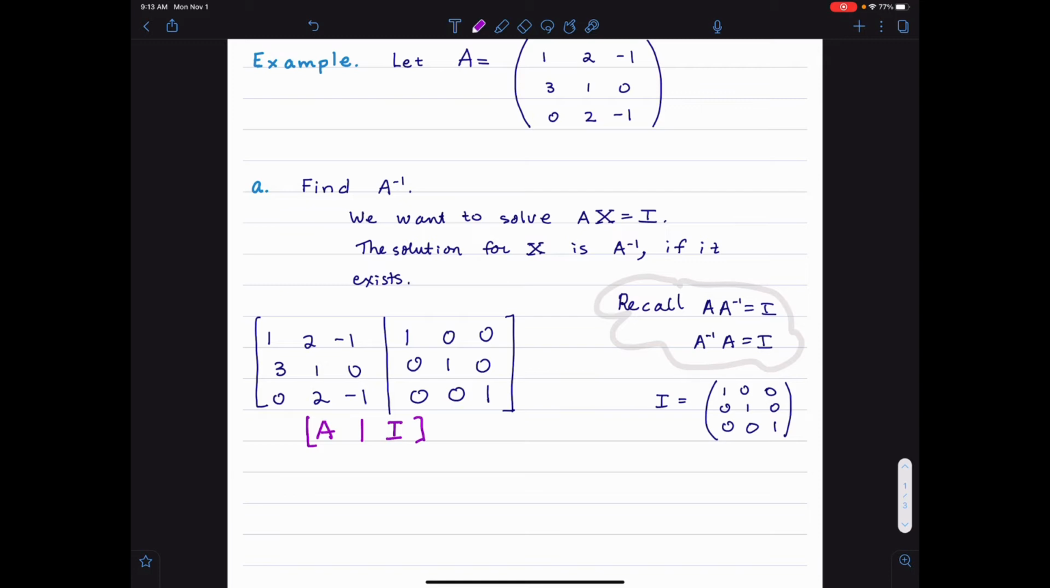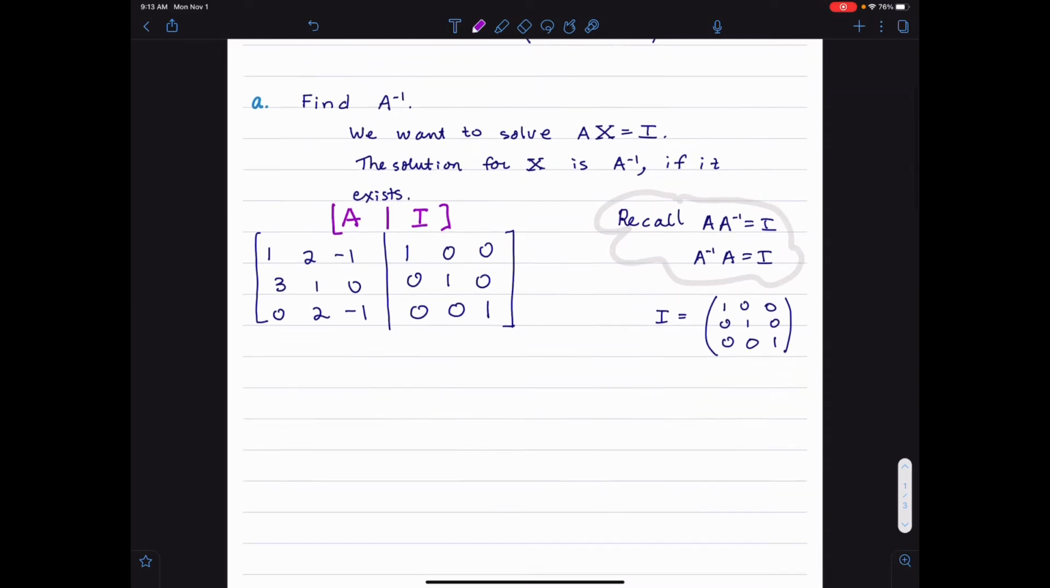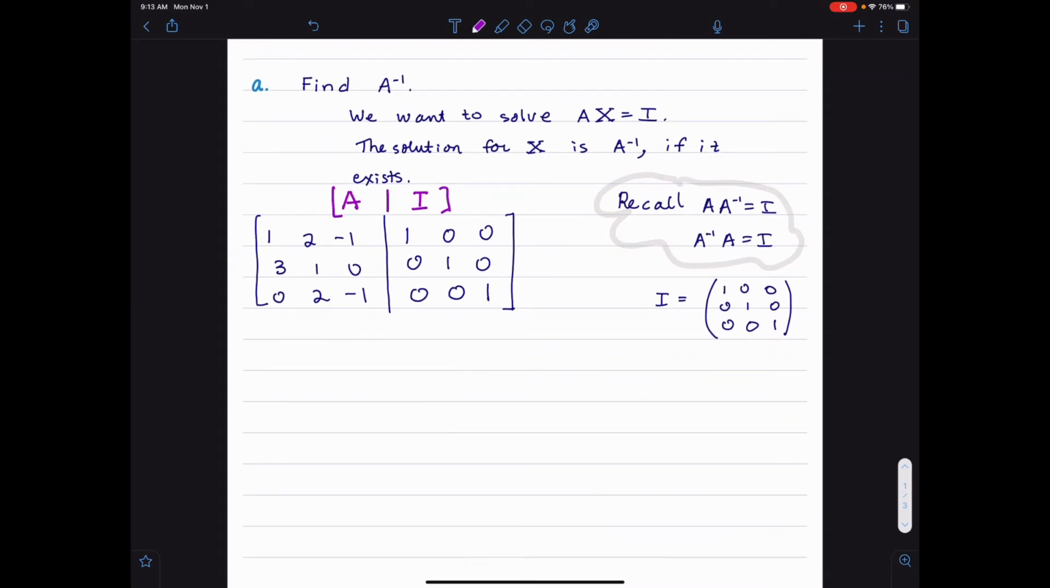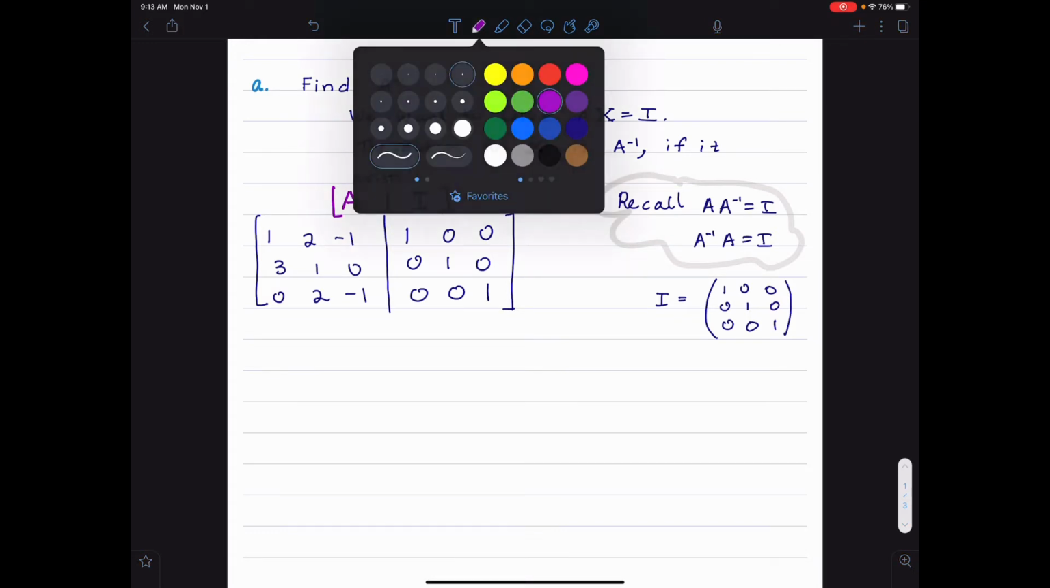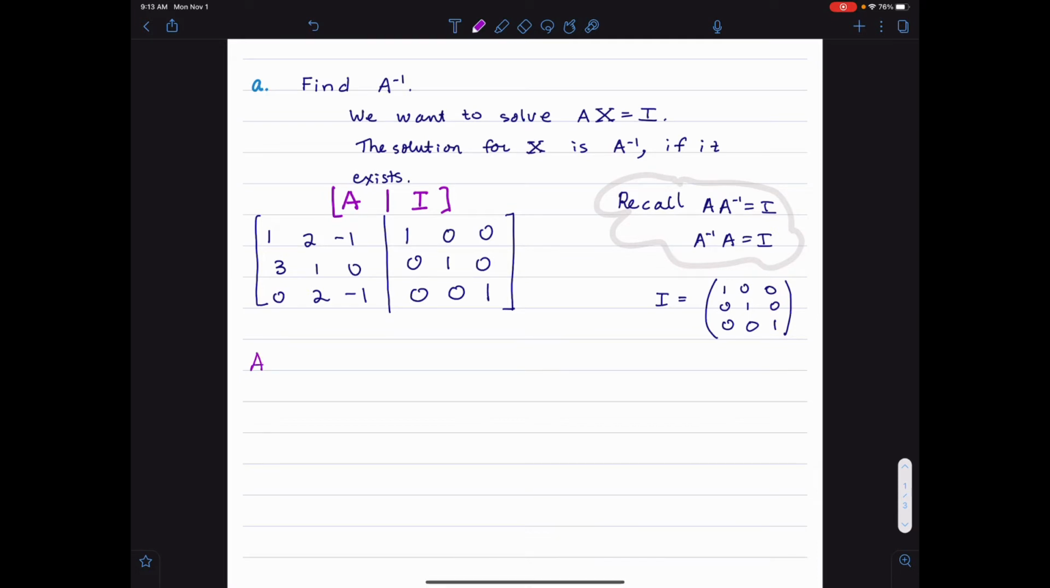So I'm starting off with what we see here: A on the left and then I on the right. So now I have to use the elementary row operations. I'll come back to why this is going to work. So I'm going to do elementary row operations to A on the left, and that's going to result with A inverse on the right. Okay, so first thing is that I'm going to add the first row to the second row, but first multiplying by -3.